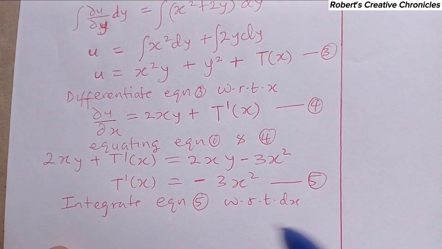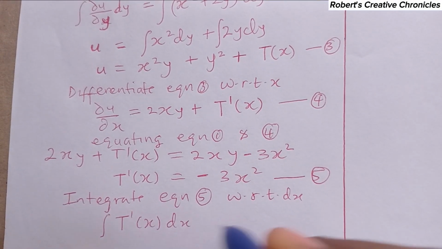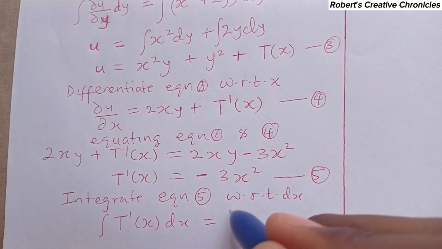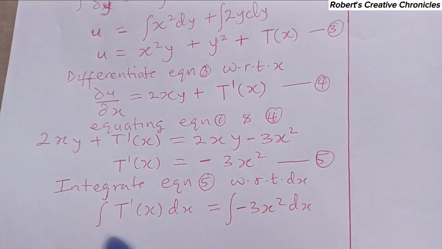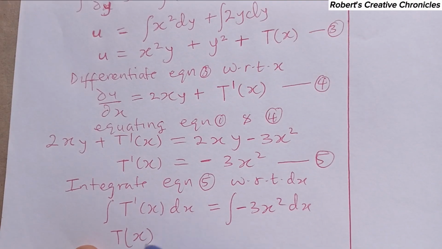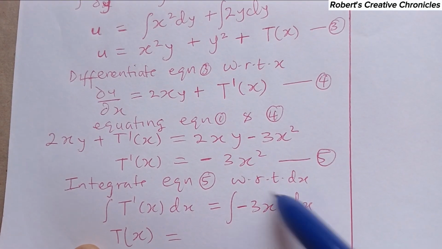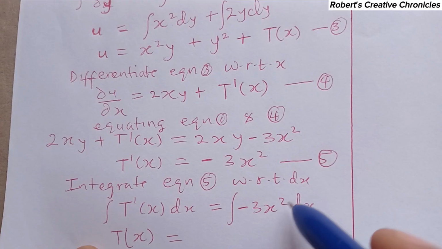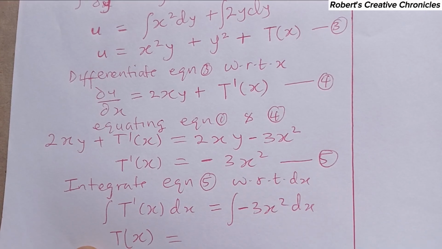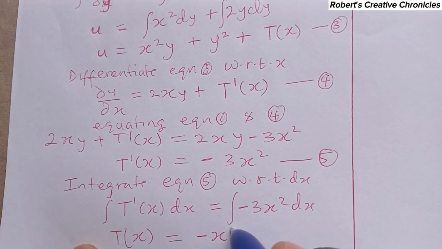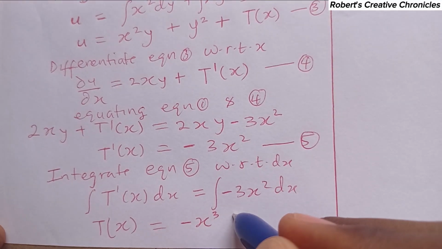So now we integrate this: the integral of t prime of x dx equals the integral of minus 3x squared dx. The integral of this is t of x, which equals, since the integral is with respect to dx, minus 3x cubed over 3. So 3 cancels 3 to give minus x cubed. So t of x is minus x cubed. Then we'll add the constant of integration, which is plus c.